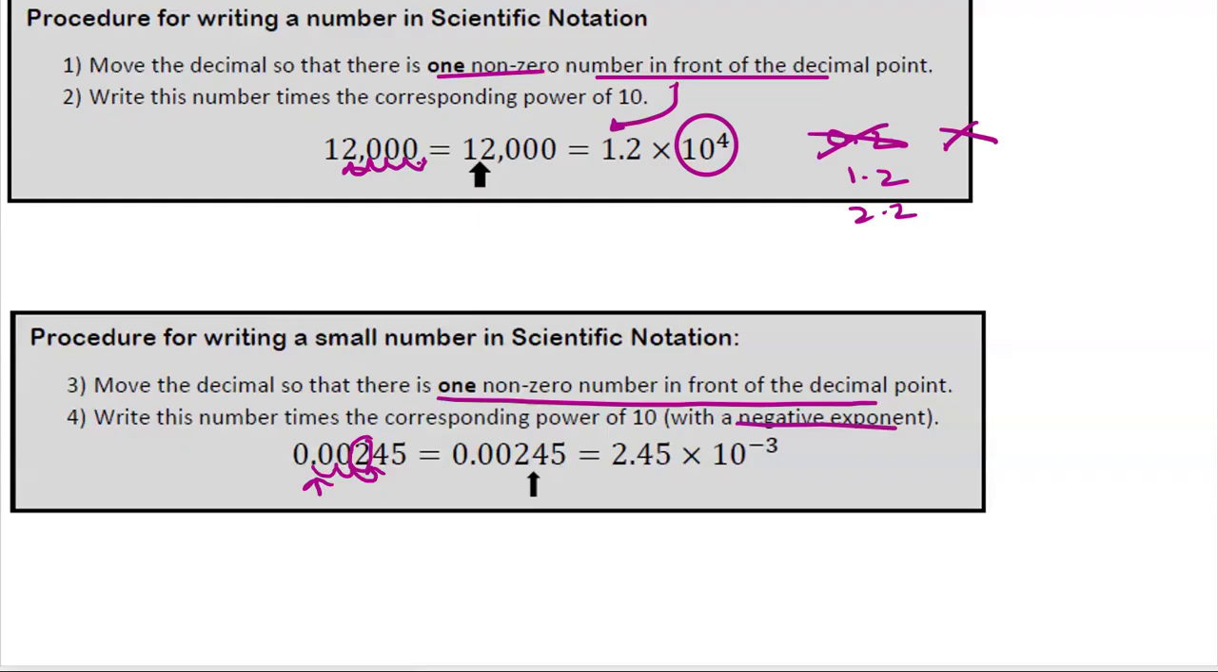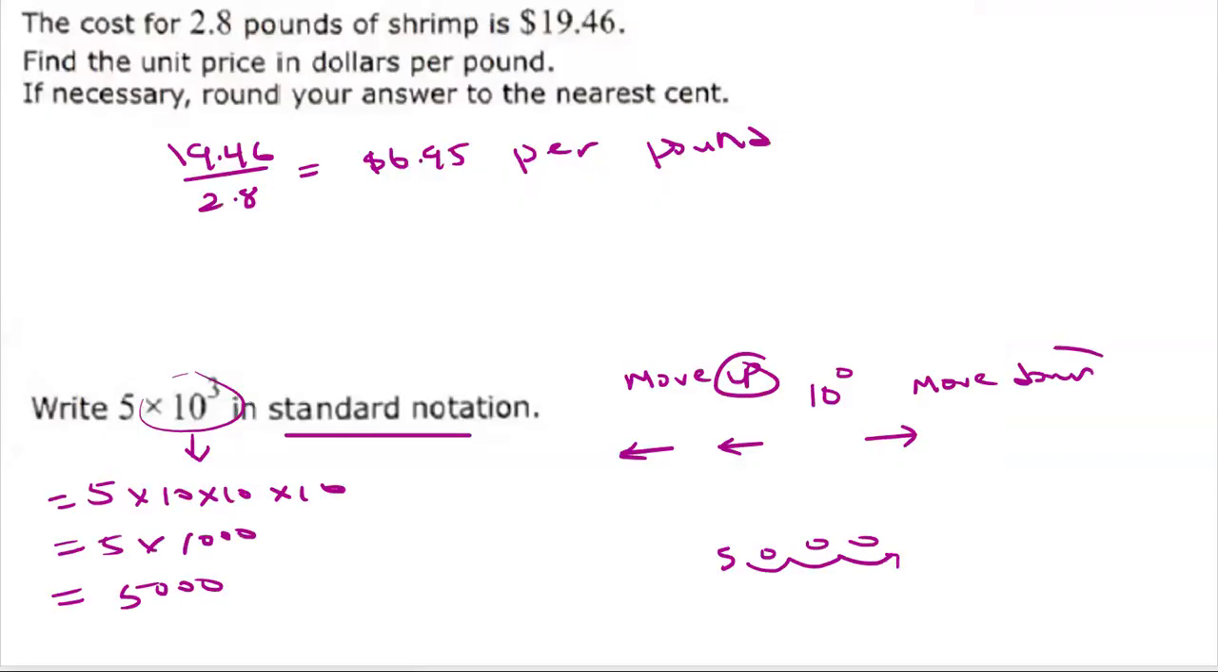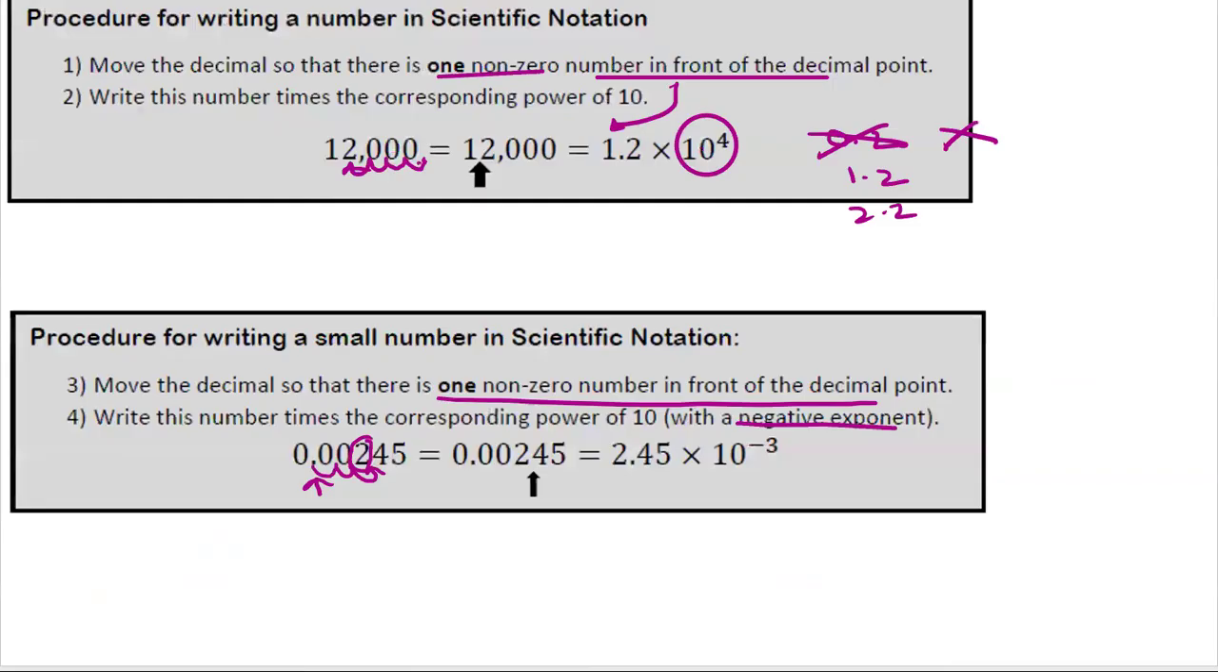Since I moved it 3 times, remember, if it goes to the right, the power goes down. This power here goes down. So I went 10 to the negative 1, 10 to the negative 2, 10 to the negative 3. So that's where this comes from. And again, we only have one number in front of that decimal that's not a 0. And this will be in scientific notation going the other direction.